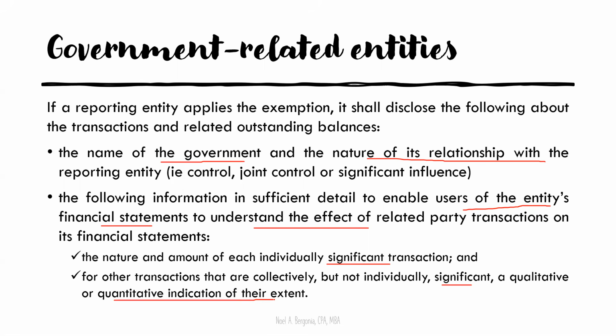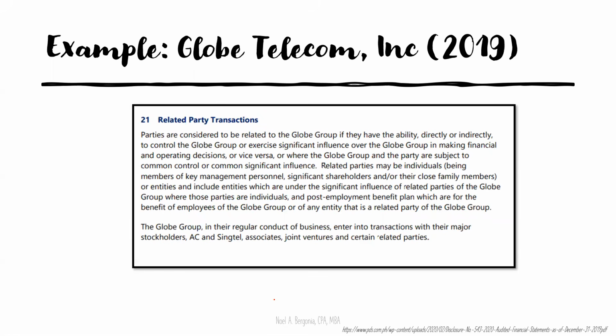Okay, so I will be using again the Globe Telecommunication Incorporated consolidated financial statement for the year 2019. As you can see here, this is disclosure about related party transactions under their note number 21. Binanggit niya dito that there are groups or parties that directly or indirectly control the Globe group or even have significant influence over the Globe group. Some of them are AC and Singtel, and other related parties.